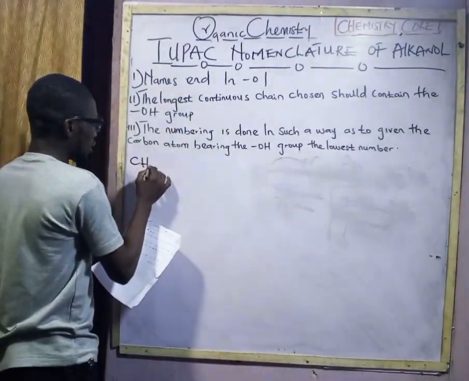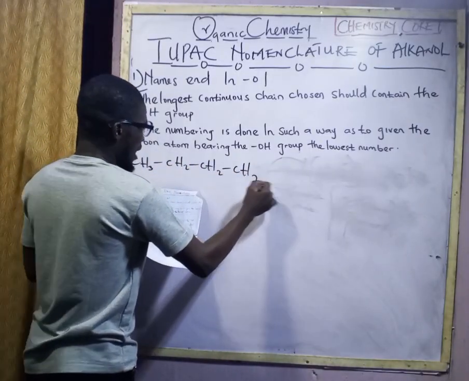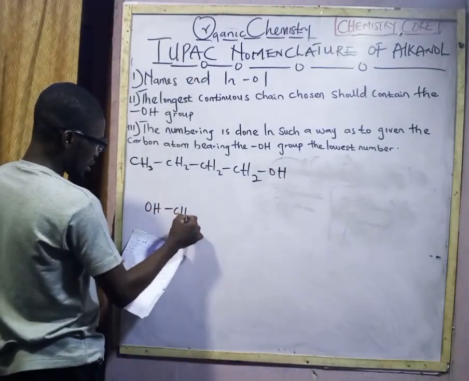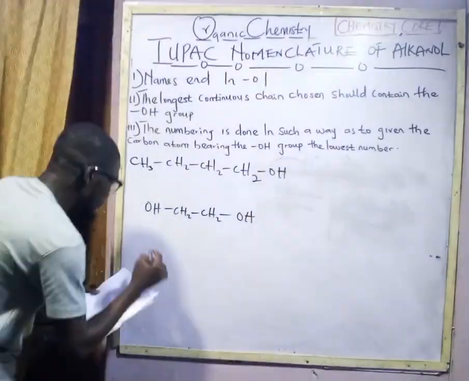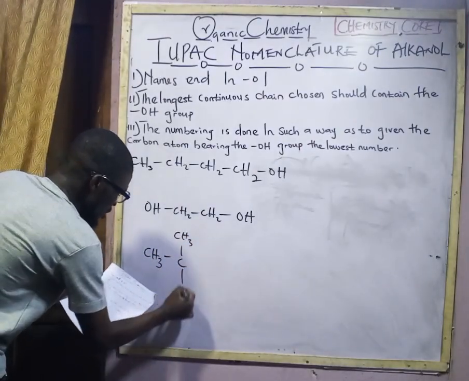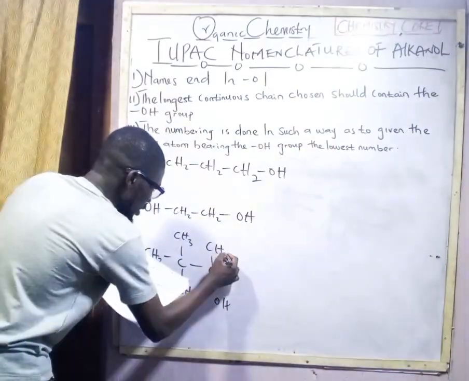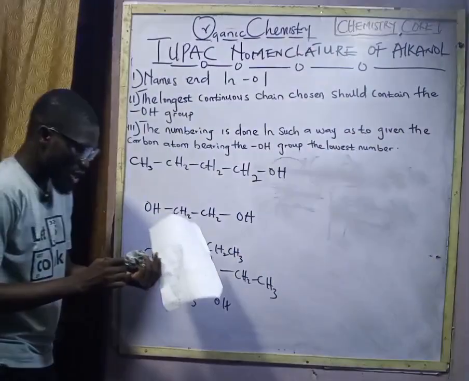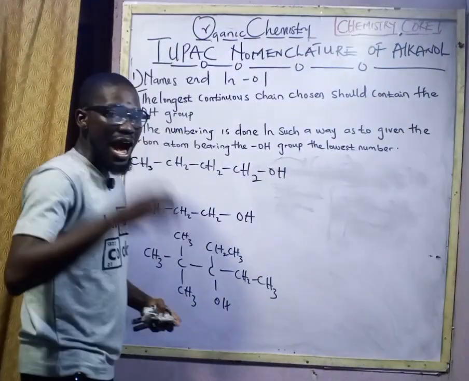I have CH3, CH2, CH2, CH2, OH. The next one, I have OH, CH2, CH2, OH. I also have CH3, CH3, CH3, I have OH, I have C2H3, I have CH2, and CH3. So guys, if you are given a compound like this, how do we name it?